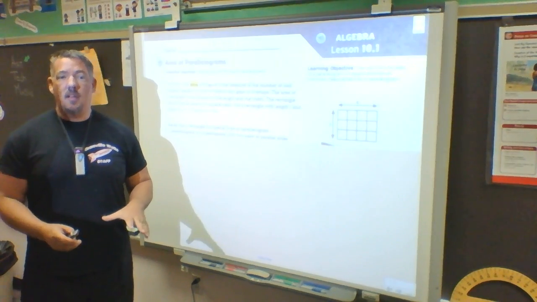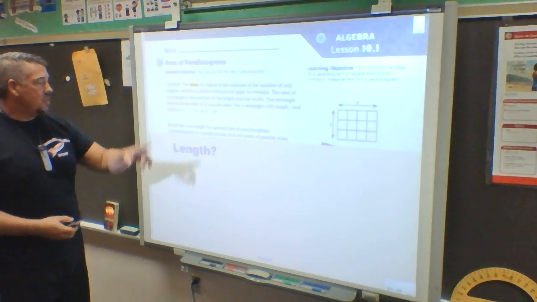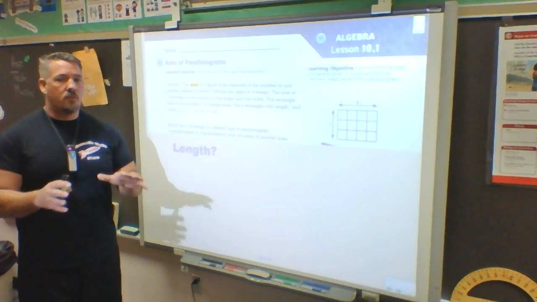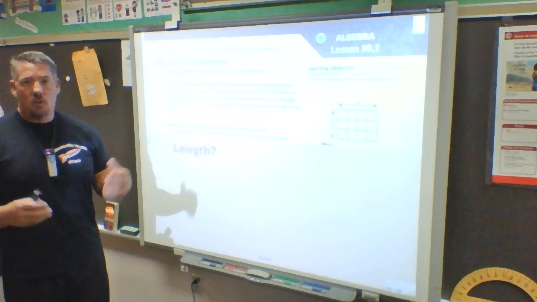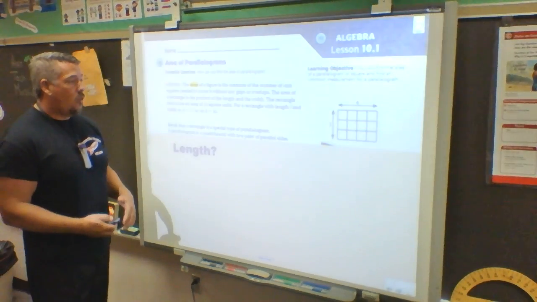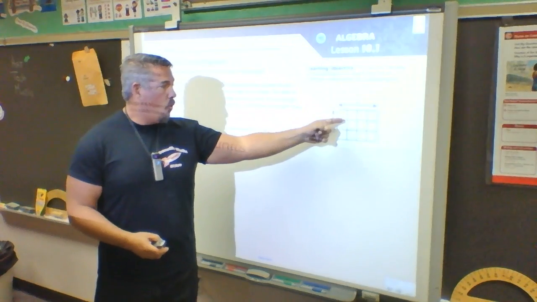That's all area is asking. How much space is inside of there? So when we talk about length, this goes back to 3rd grade. You learned length in 3rd grade. That's talking about the long one, or usually it's also talking about the one that's on the bottom. So our length, when we look at this one, is 4 units.